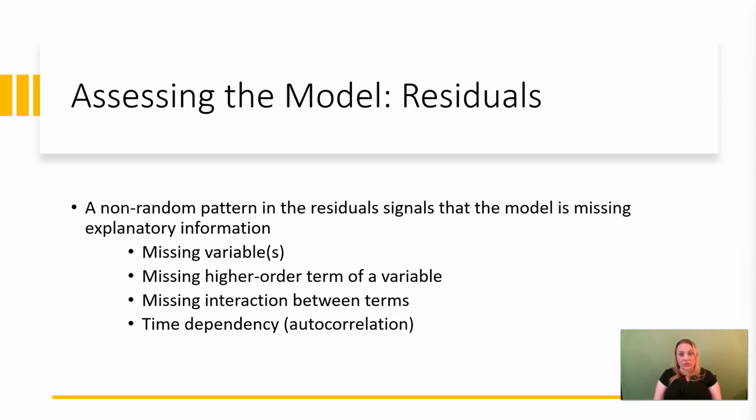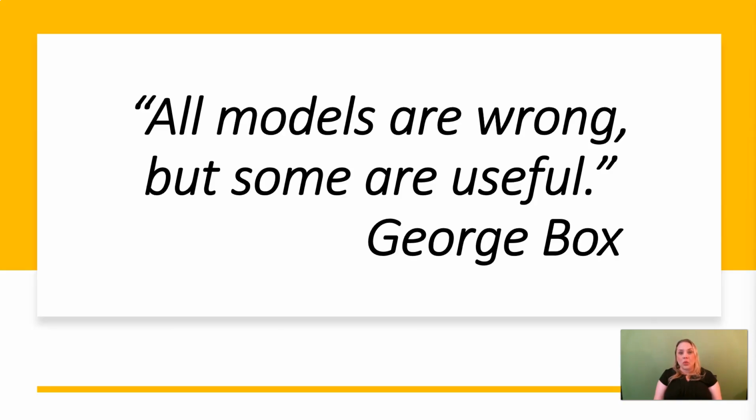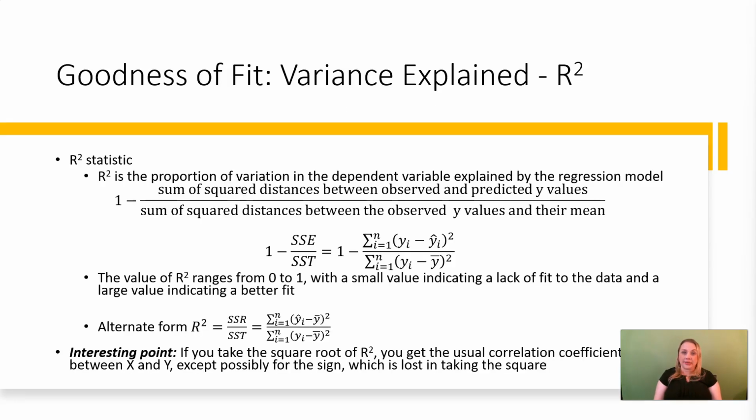When we're looking at our residuals and we see a non-random pattern, typically that's due to missing variables, or we have a higher order term of a variable, meaning that maybe instead of just having an x, maybe we need an x squared. Maybe we're missing interaction terms, like an x1 times x2 kind of thing, or you might have a certain amount of autocorrelation, which has a time dependency in your residuals. One thing to keep in mind is that all of our models are useful, but some are not as useful as others, right? So all models are wrong and some are useful, according to George Box.